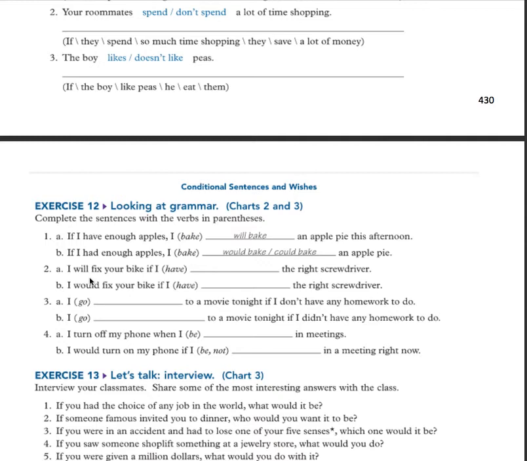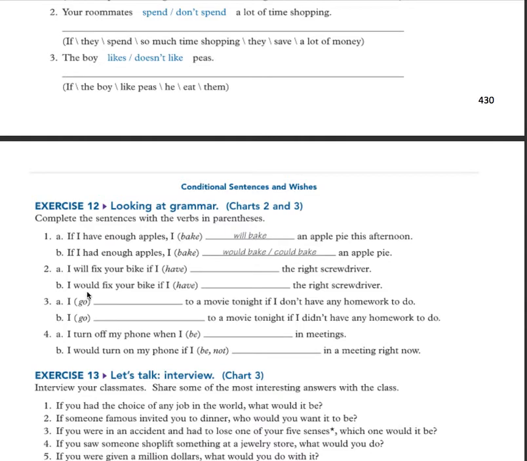Look at number 2, A and B. I will fix your bike. Now here, this is the result clause. Yes, and you can put it first. I will fix your bike. Here's will in the simple form of the verb. If I blank the right screwdriver. Here's my if clause. So if this is will in the simple form of the verb, this is going to be in the simple present. If I have the right screwdriver.